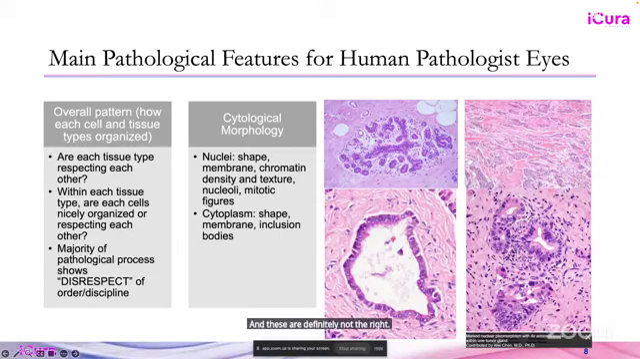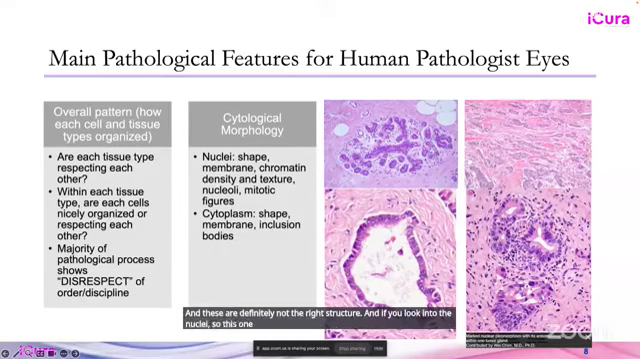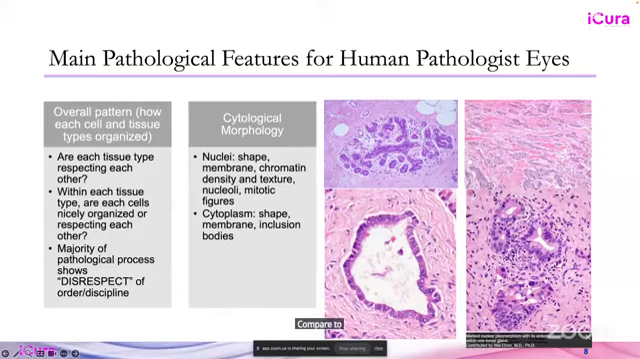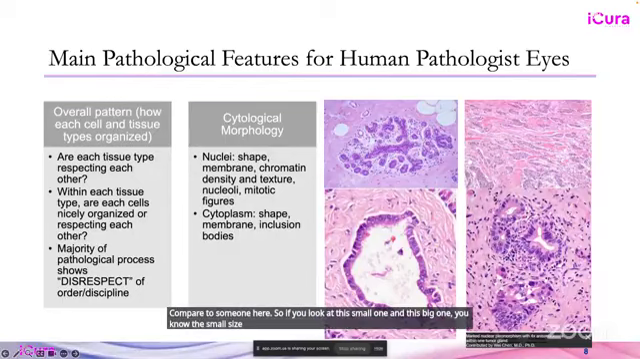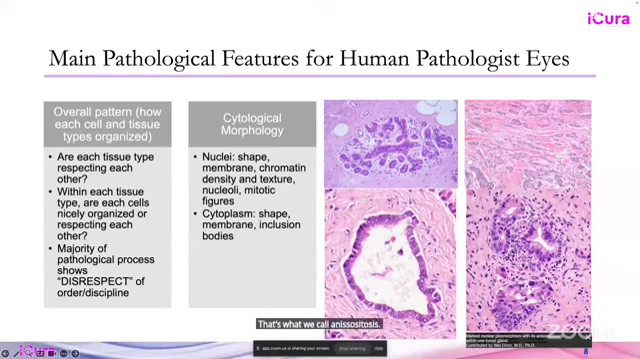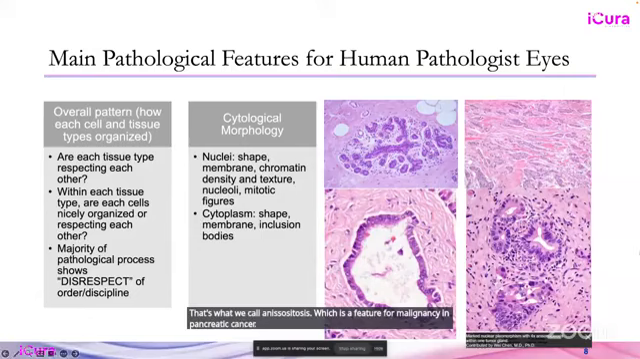And if you look into the nuclei, this one is a pretty big nuclei compared to the one here. If you look at this small one and this big one, you know the small size is probably just a quarter of the big nuclei. That's what we call anisocytosis, which is a feature for malignancy in pancreatic cancer. And then when you start to look into other cell nuclei.